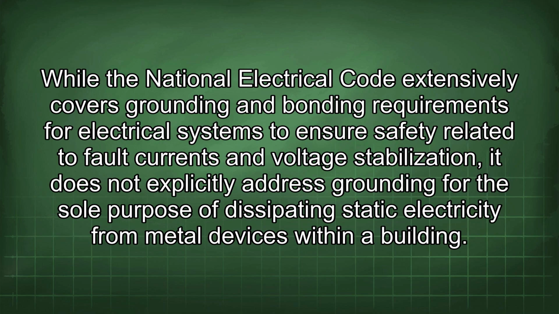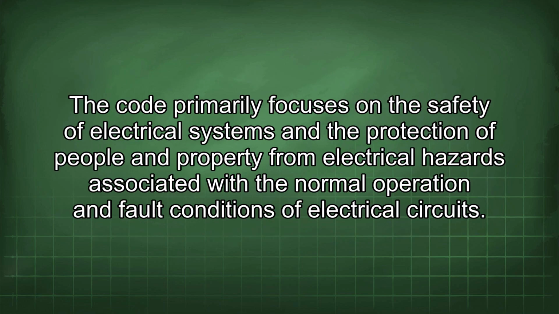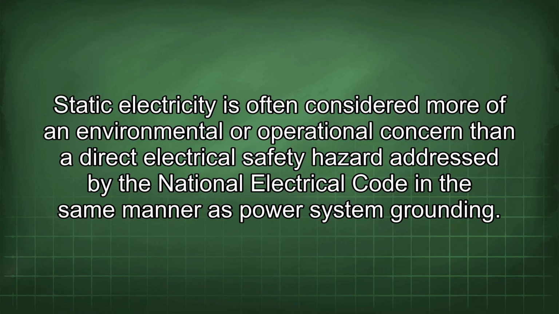While the National Electrical Code extensively covers grounding and bonding requirements for electrical systems to ensure safety related to fault currents and voltage stabilization, it does not explicitly address grounding for the sole purpose of dissipating static electricity from metal devices within a building. The code primarily focuses on the safety of electrical systems and the protection of people and property from electrical hazards associated with the normal operation and fault conditions of electrical circuits. Static electricity is often considered more of an environmental or operational concern than a direct electrical safety hazard addressed by the National Electrical Code in the same manner as power system grounding.